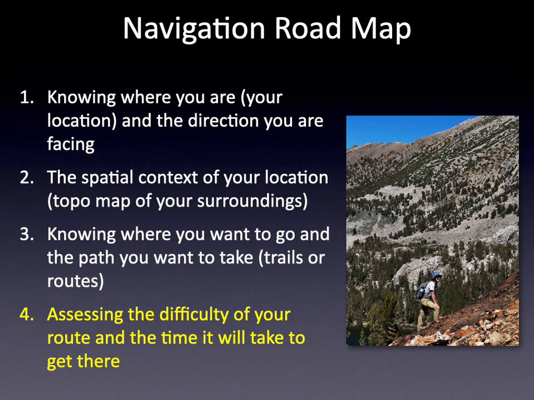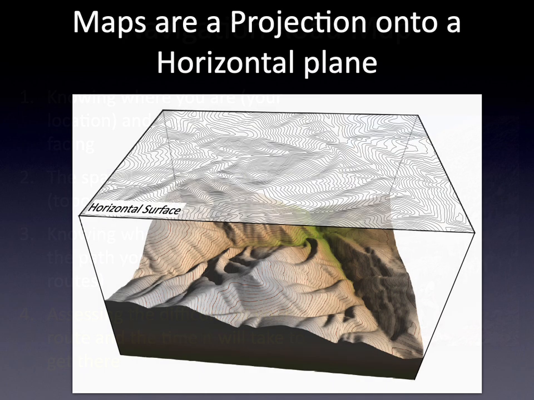Okay, let's talk about topography and assessing the difficulty of your route. The first thing to know is that maps are a projection onto a horizontal plane, and that's true whether you're looking at a computer screen or a piece of paper. And so the trail that you actually walk on the surface is not the same length as the trail which you walk on the map, because one is a horizontal distance and the other is a slope distance.